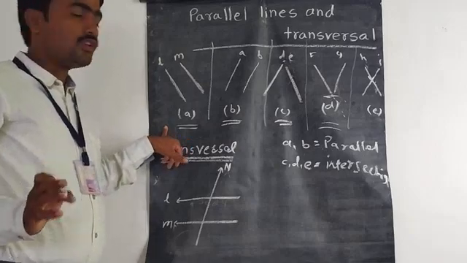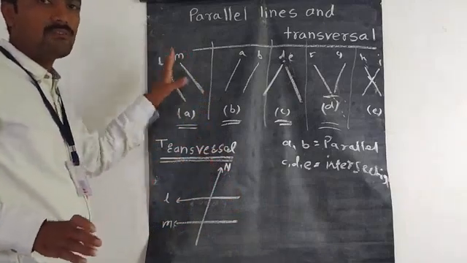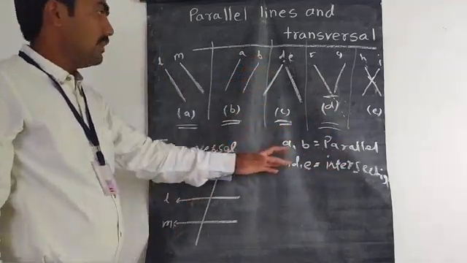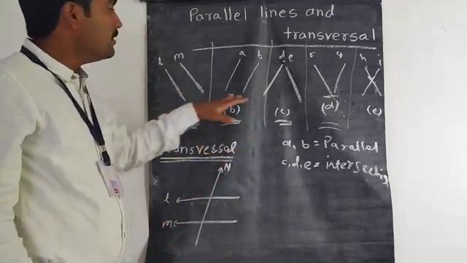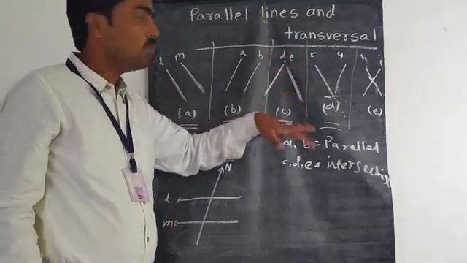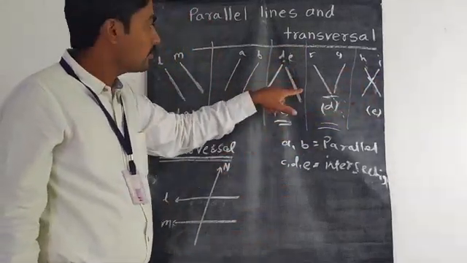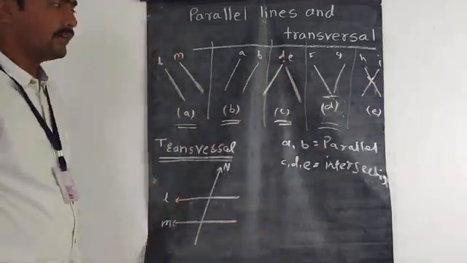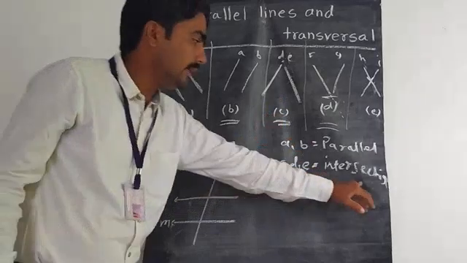Again I will repeat the definition of parallel lines. That is, the lines which will not intersect each other are called parallel lines. And what is the definition of intersecting lines? It is exactly the opposite of the definition of parallel lines. That is, the lines which will intersect on extension or without extension. See, listen carefully again. The lines which will intersect on extension or without extension are called intersecting lines. That is, the lines which intersect each other are called intersecting lines.